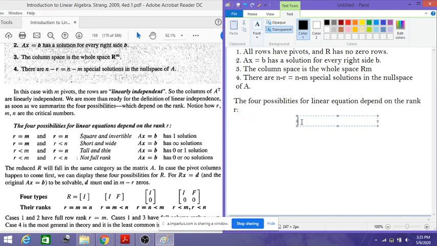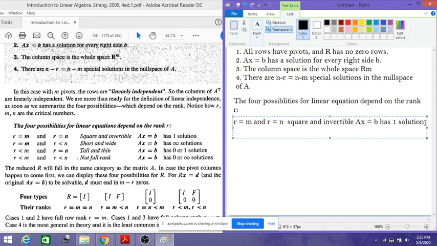For the first one, R is equal to M and R is equal to N. If R is equal to M and R is equal to N, then that will result in a square and invertible matrix. When it is square and invertible, Ax is equal to b has only one solution. So this is the meaning of it.